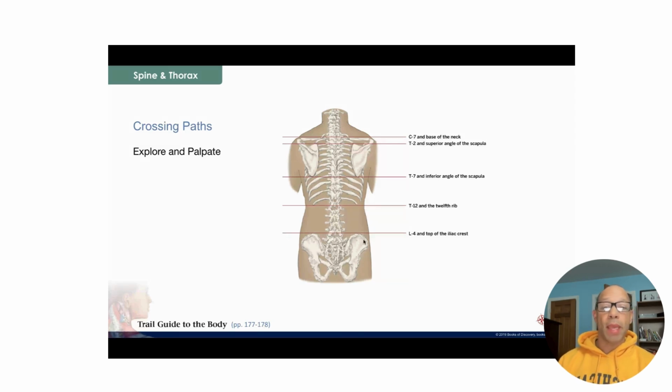Okay. And then the top of the hips, L4, is where that lines up typically. So lumbar vertebrae 4 and the top of that iliac crest. That's where they line up. So you can actually feel these on people, and that's what palpate means. If you explore the body and palpate, or move your thumbs or your fingers around the body, you'll be able to feel these hard structures in these locations.